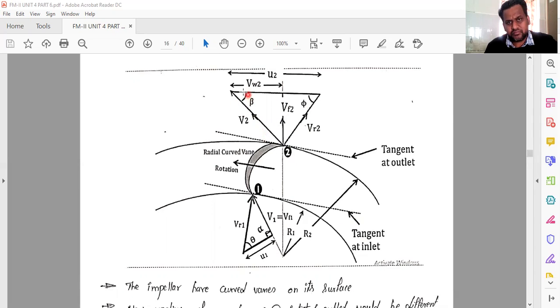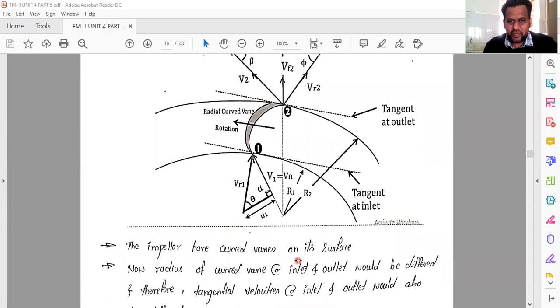Correct. And you know Vw2, all these things we already discussed, right? So this portion is Vw2, this is U2. What is U2, what is Vw2, what is Vf1, what is Vf2, all these things we already discussed. So that's why I'm not going to spend more time on this particular diagram. But you can see this is the velocity triangle diagram for your centrifugal pump. Once again, the relative velocity at inlet is making an angle theta with respect to the U1 line. So you have to write all the diagrams properly.